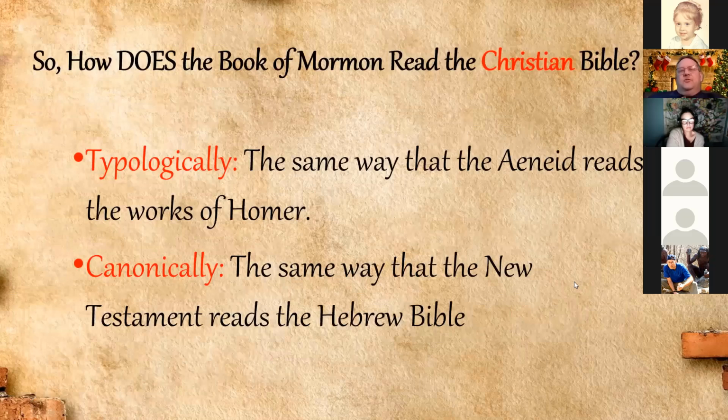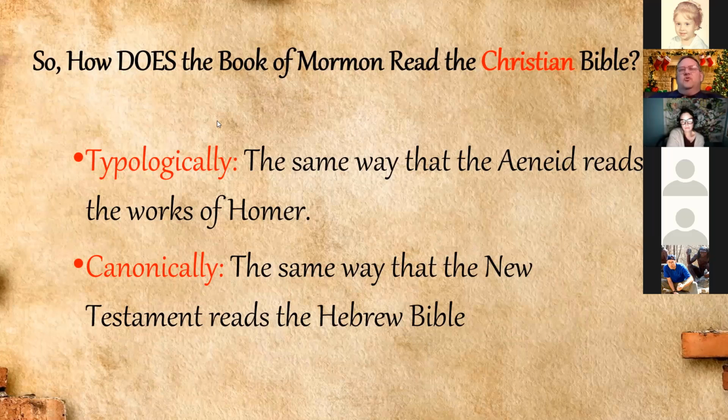So, how does the Book of Mormon read the Christian Bible? And this is the subject of the book. And notice I put the word Christian in here because it makes a difference. There are many different Bibles, but the Bible can also mean just what Christians call the Old Testament, and that is actually very important to the argument that I'm trying to make.